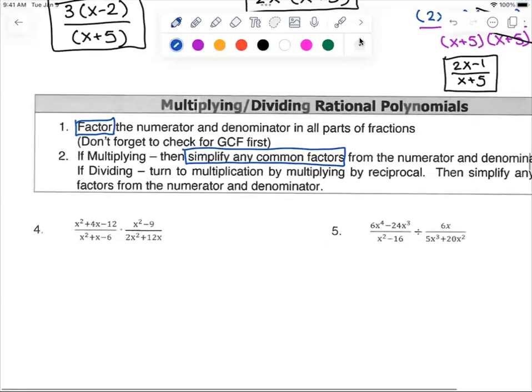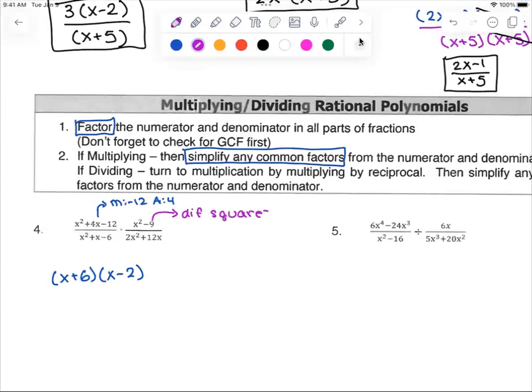So the top part, we're looking at 2 numbers that multiply to negative 12 and add to 4. So that would be x plus 6 and x minus 2. So 6 and negative 2. Then, and it doesn't matter which way you go, the next one, this is a difference of squares. So this is going to be x plus 3, x minus 3.